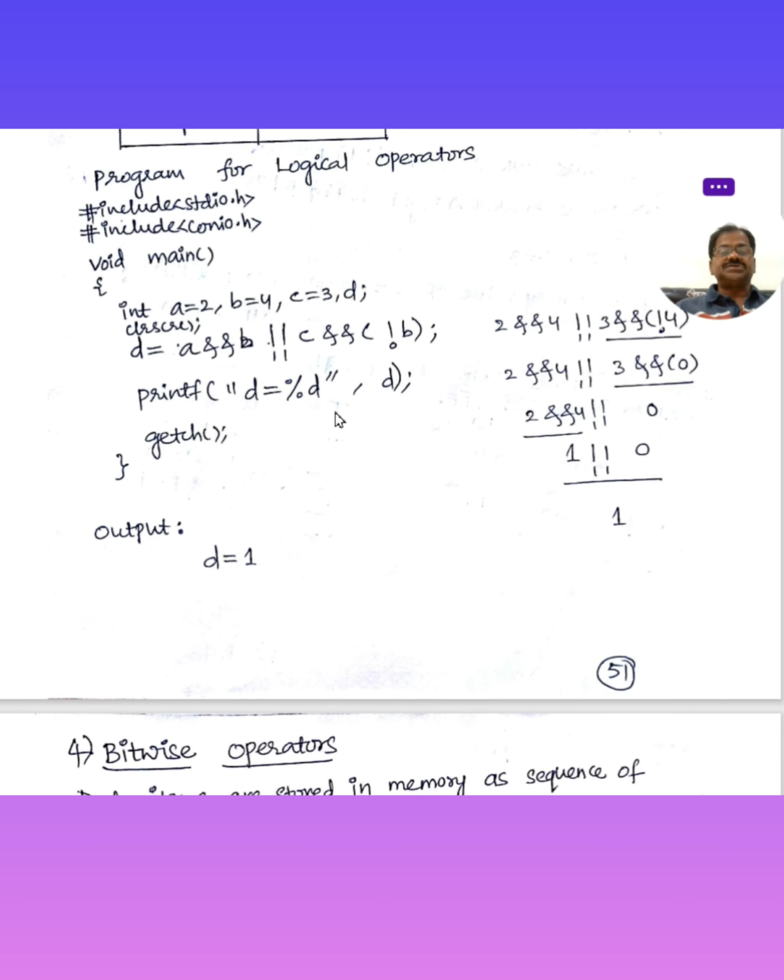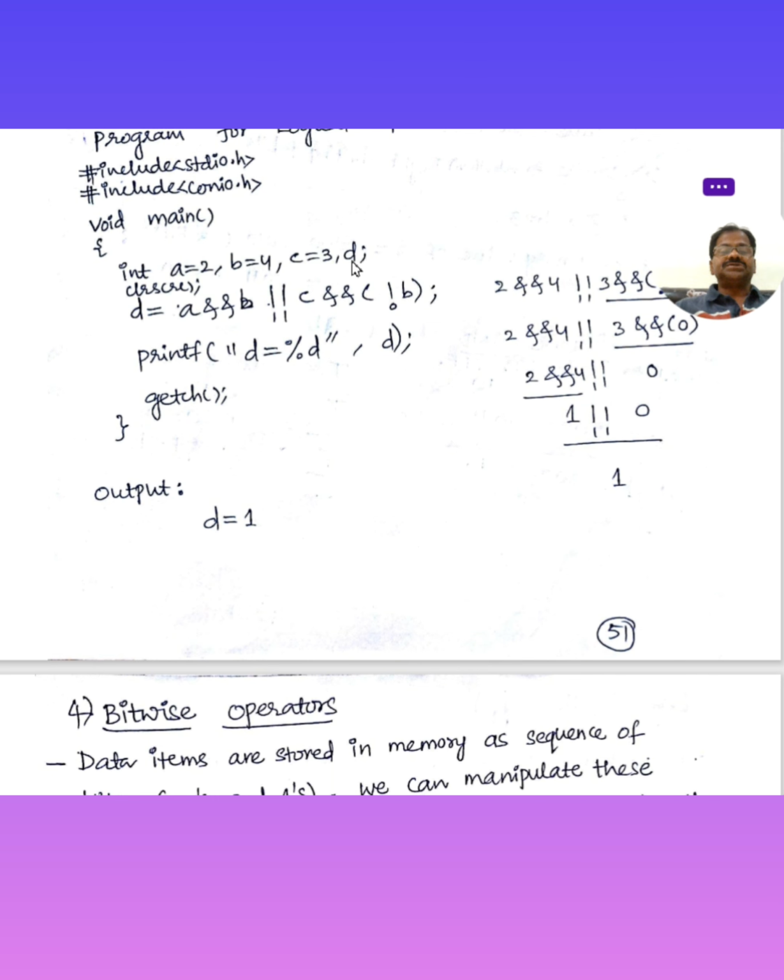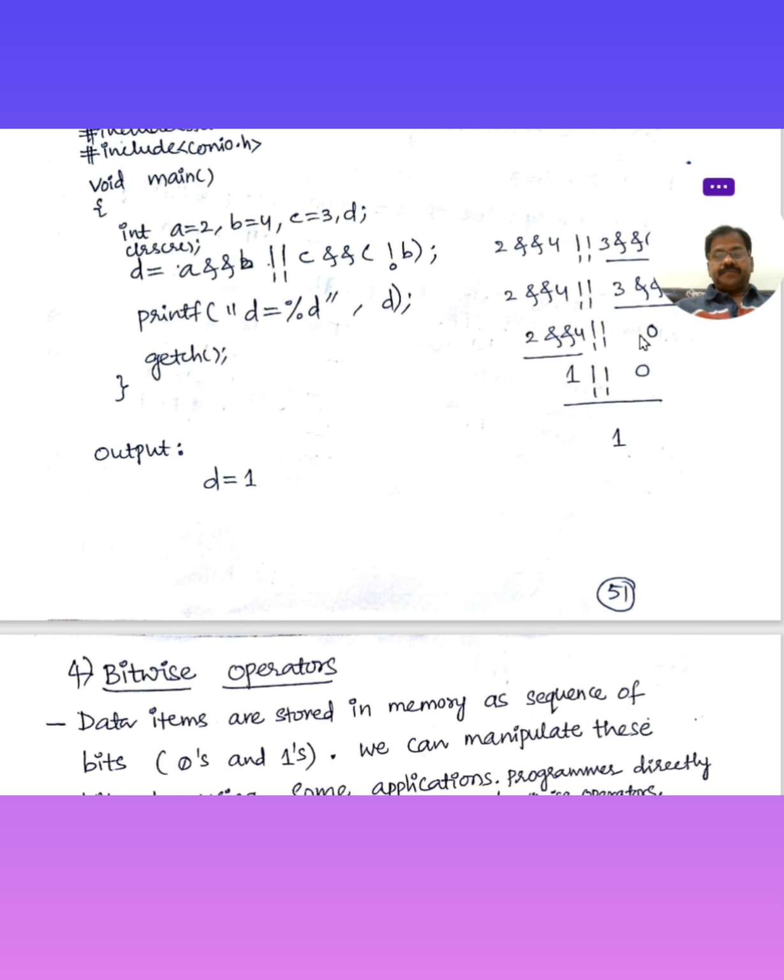For logical operators, A is 2, B is 4, C is 3. A and B, the double ampersand is the AND. 2 is true, 4 is true, true and true is true, that means 1. Here, not 4, since 4 is true, not 4 means false, which is 0. True and false is false. Here true and true is true. True or false is true. That is the answer.